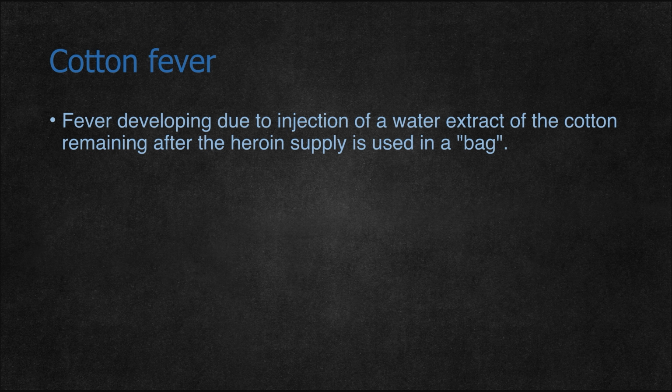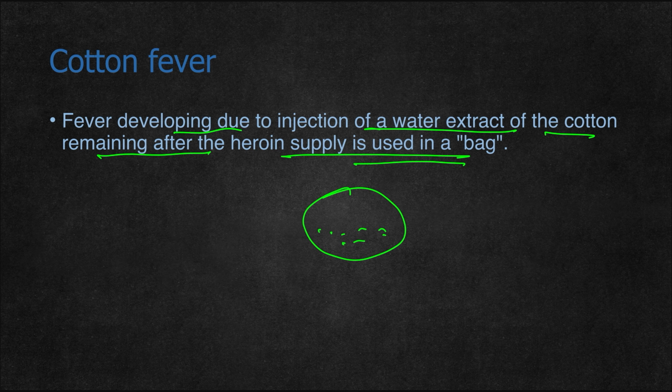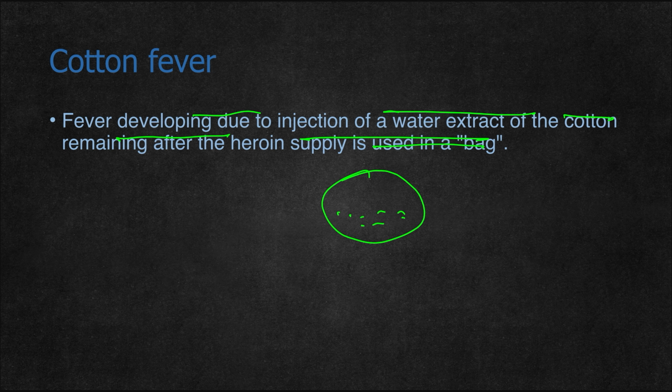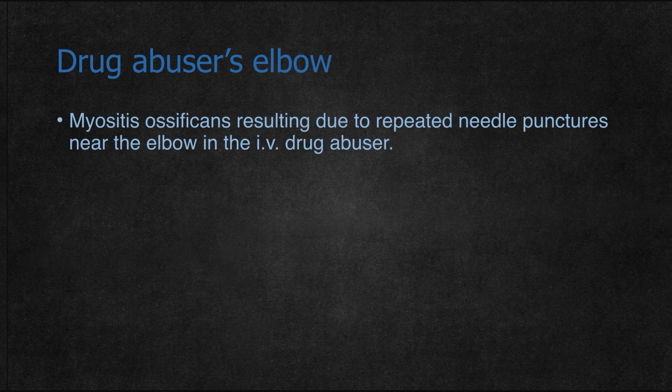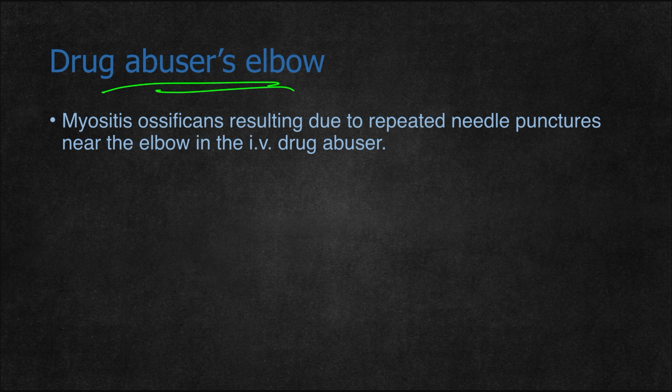Cotton fever is a condition that develops due to injection of water extract of the cotton remaining after the heroin supply is used in the bag. So usually the cotton is soaked with the drug, the water is extracted from the cotton and injected, leading to cotton fever. Then drug abuser's elbow is a condition where myositis ossificans develops due to repeated needle punctures near the elbow in drug abusers.